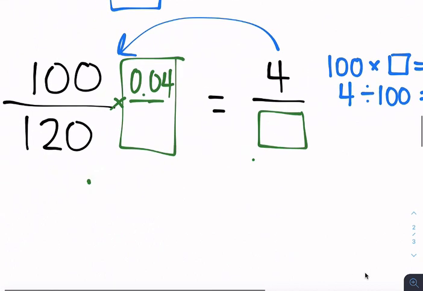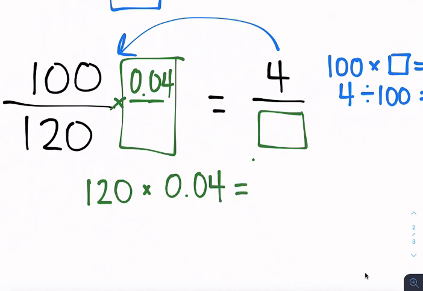And now I can take 120 and multiply by 0.04, and I get 4.8. So 100 over 120 is the same, or is equivalent to 4 over 4.8. So those are some of the ways we can use the giant one to help us with equivalent fractions.